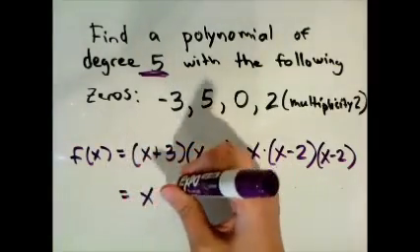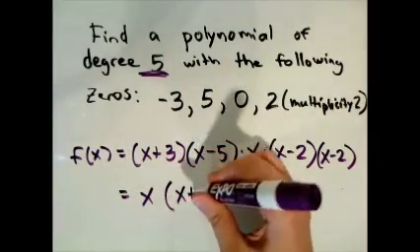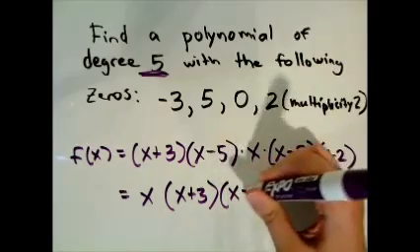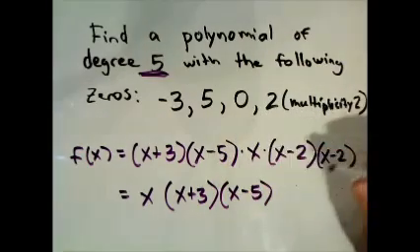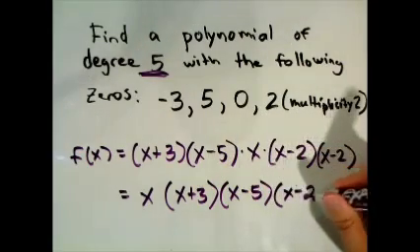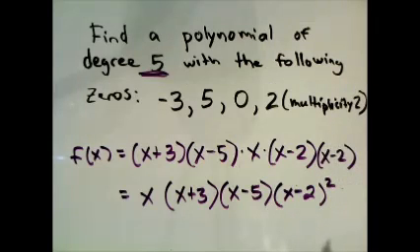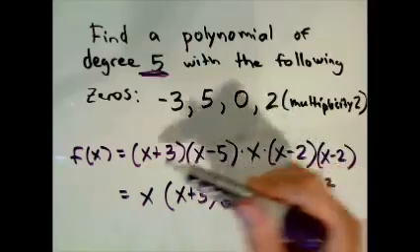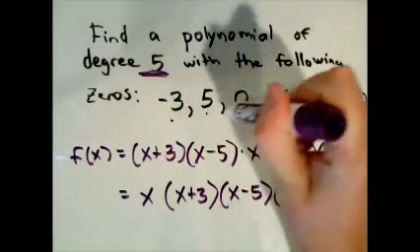Now we could definitely save some writing here. Usually it looks a little better to put the single terms like an x out front. And for this one that has multiplicity 2, which just means it's an answer twice, you could also just write x minus 2 squared instead of writing it twice. So there, how do I know it's degree 5? Because there's 1, 2, 3, 4, 5 factors, and it has all these zeros.